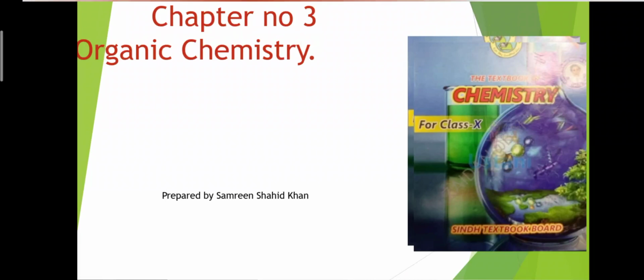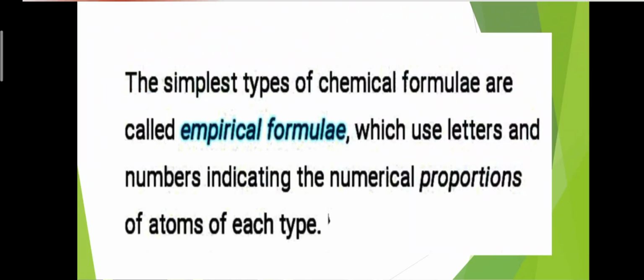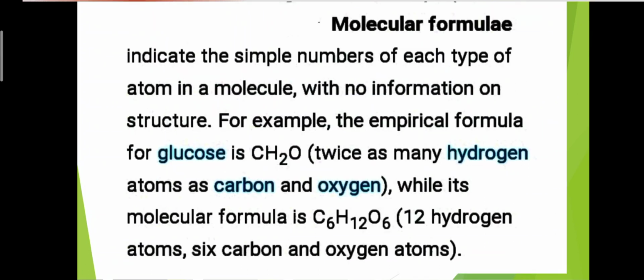Chapter number 3. Now let's dive into the topic. The simplest types of chemical formula are called empirical formulas, which use letters and numbers indicating the numerical proportions of atoms of each type. Molecular formulas indicate the simple numbers of each type of atom in a molecule, with no information on structure.